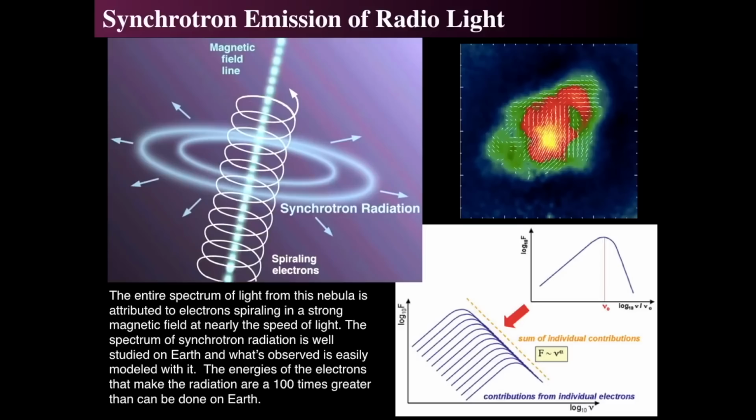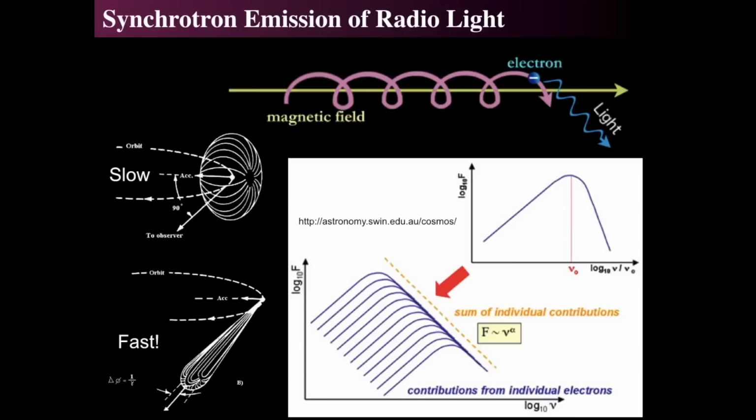And the electrons themselves are moving so incredibly fast. They're moving much faster than can be done in any particle collider on Earth, by hundreds of times. So something's driving the energy of the electrons inside the Crab Nebula up to energies that are much greater than we can reach in the Large Hadron Collider. And so here's another view of what we mean by that, of the electrons spiraling in a magnetic field, and as they do so, they emit light.